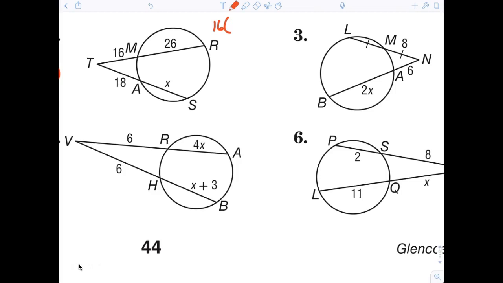16 times what? 26 equals. No. 16x equals 460. No. 16 times 42. Right, now remember, that's just a common mistake because on the interior you're just multiplying the two parts. We're not multiplying the two parts.